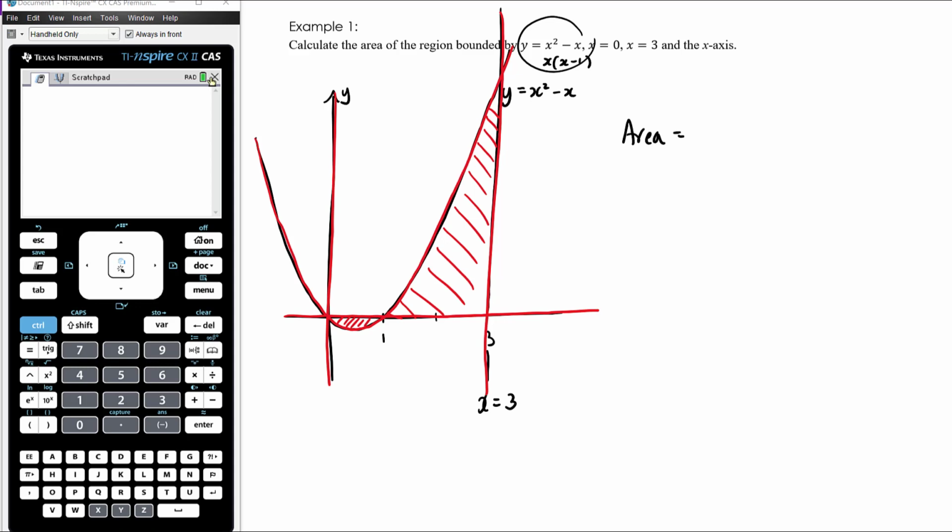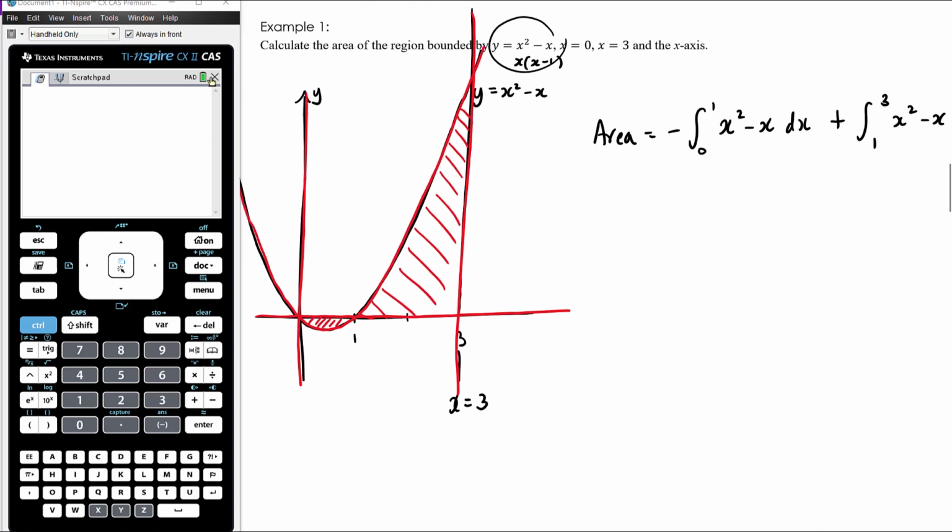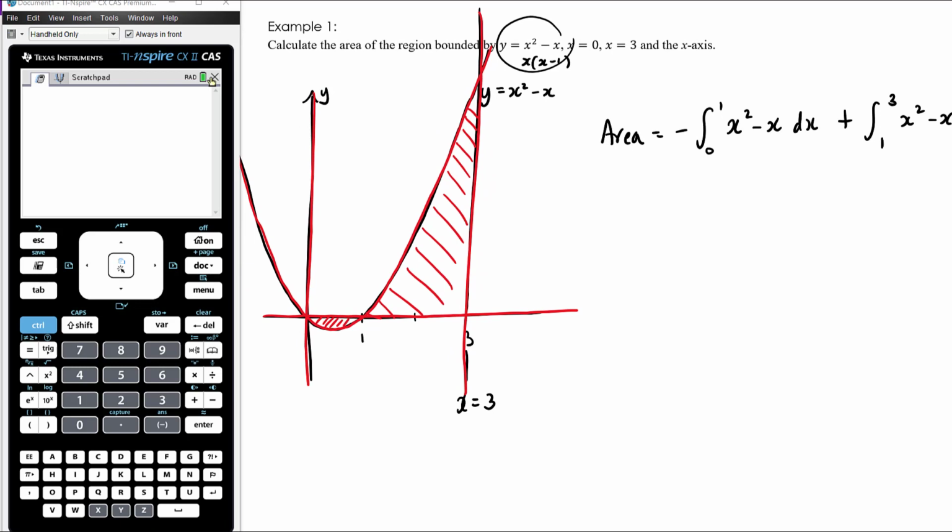So the area is going to be, the first bit between 0 and 1 is a negatively signed area, so it's under the x-axis. So we're going to need the negative integral from 0 to 1 of x squared minus x with respect to x. And then we have a positive region, so plus the integral from 1 up to 3 of x squared minus x. Okay, so now in fact you can do a couple of things with the negative out the front. If you want, you could put it in here and make it the integral of x minus x squared, or as we know, we could also make it a plus and switch the limits around.